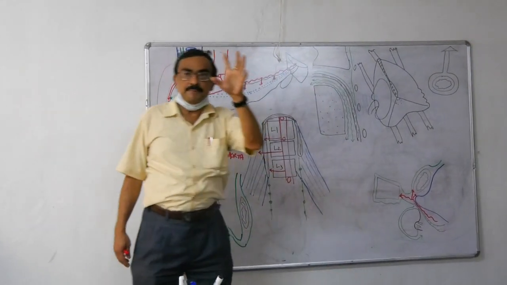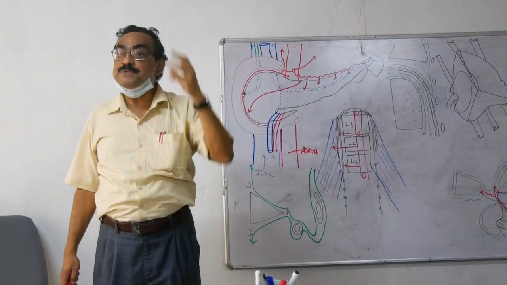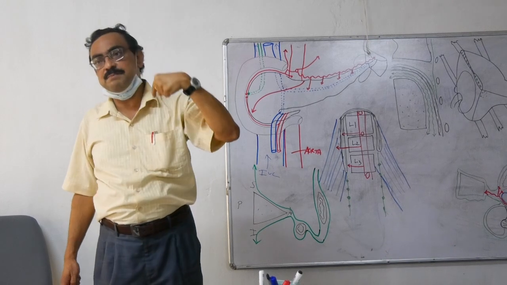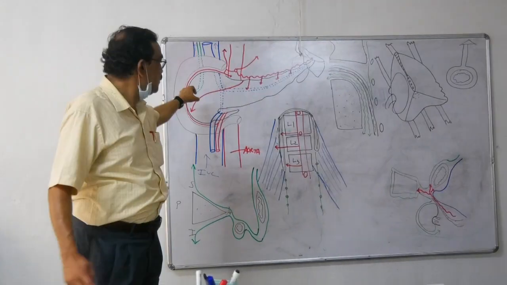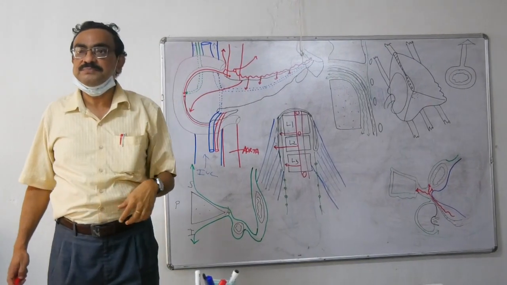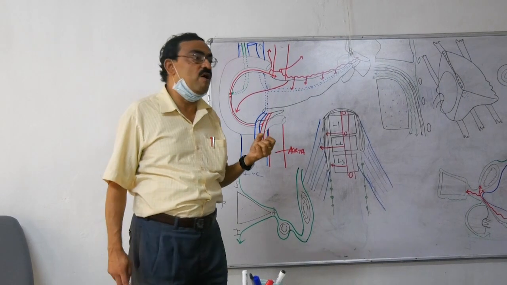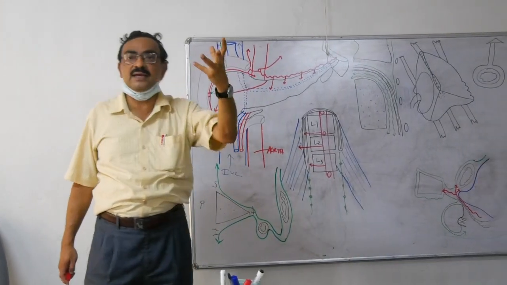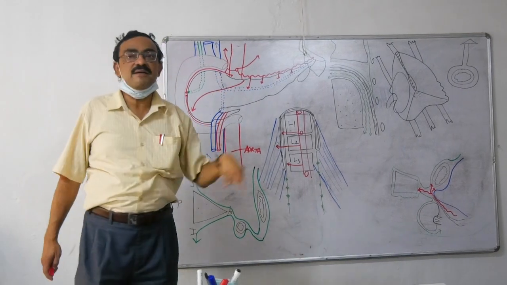Now about the nerve supply. Nerve supply is sympathetic and parasympathetic. Parasympathetic from the vagus. It has got secretomotor function. And sympathetic is coming actually from the thoracic splanchnic nerve through the celiac ganglia, then it reaches the gland.